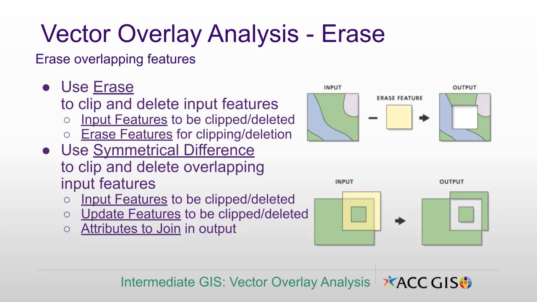Another geoprocessing tool in which we erase overlapping features is symmetrical difference. We use symmetrical difference to clip and delete overlapping input features. The input features, again, are those to be clipped and deleted. The update features will also be clipped and deleted, and then you'll identify the attributes to join in the output. And you can see in the diagram on the right, I've got my input layers, and the output represents only those features that do not overlap or intersect in the symmetrical difference output.